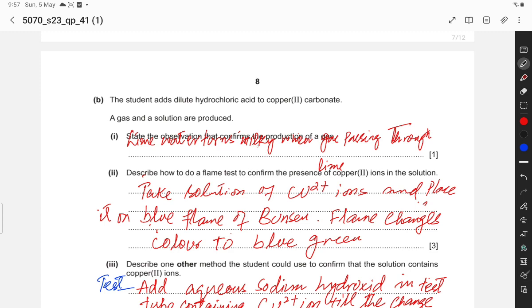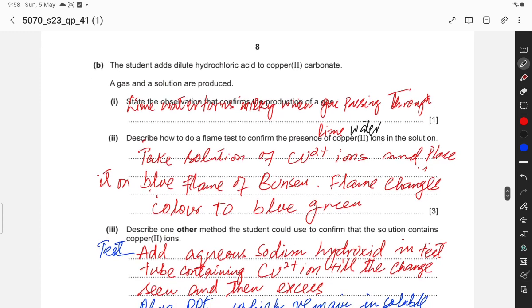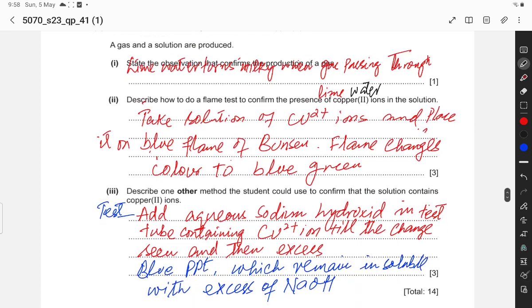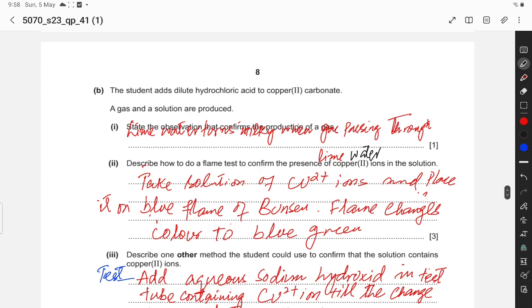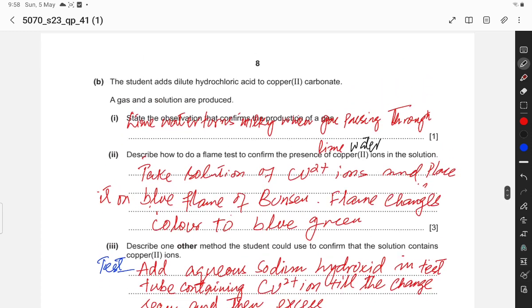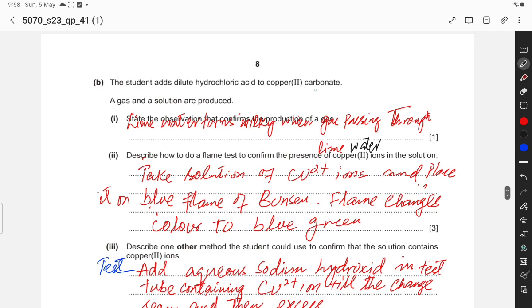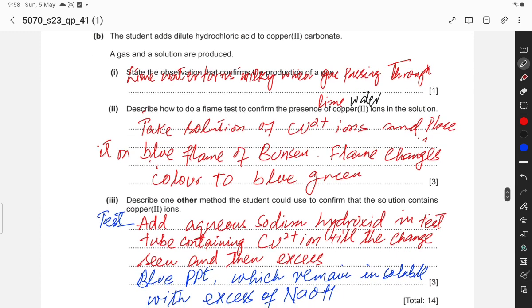State the observation that contains the production of a gas. Lime water turns milky when gas is passed through the lime water. So this is how to confirm the gas, because if carbonate ions are there, definitely carbon dioxide is produced. If metal is there, then hydrogen. But for any carbonate compounds reacting with dilute hydrochloric acid, carbon dioxide is always produced.